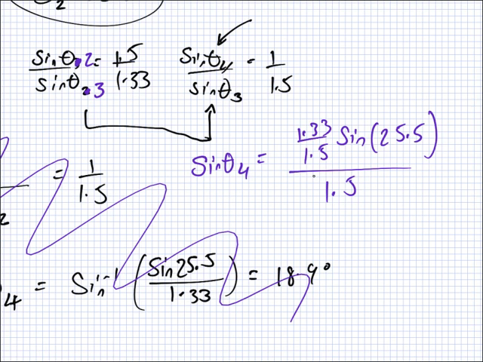Sign what? Sign G. Okay. 14.74 should be for theta 4? That gives you 14.74. That's not the right answer either.